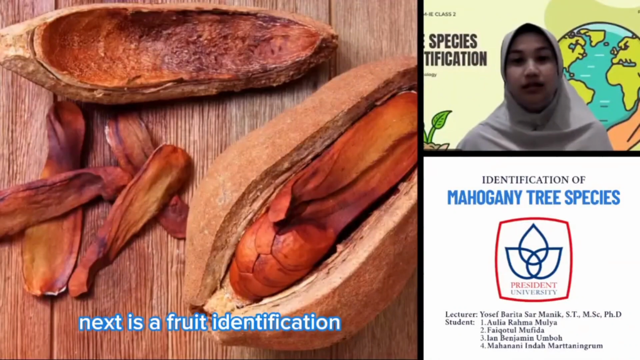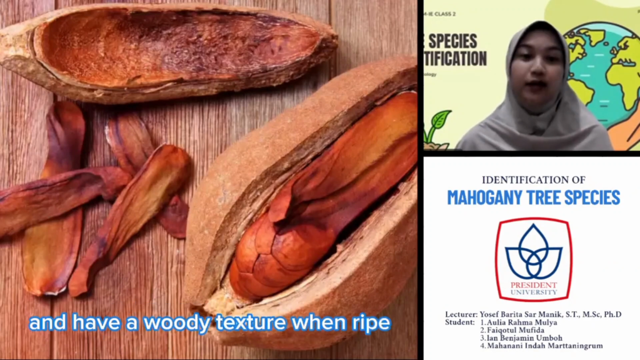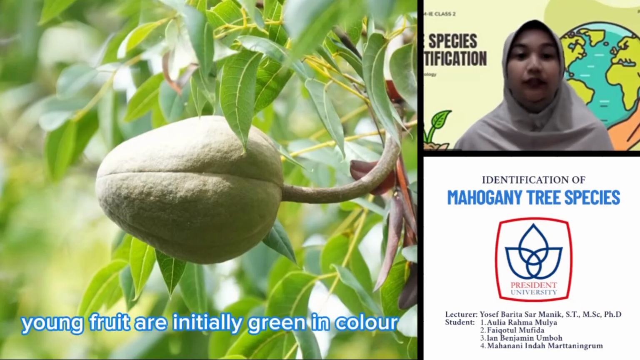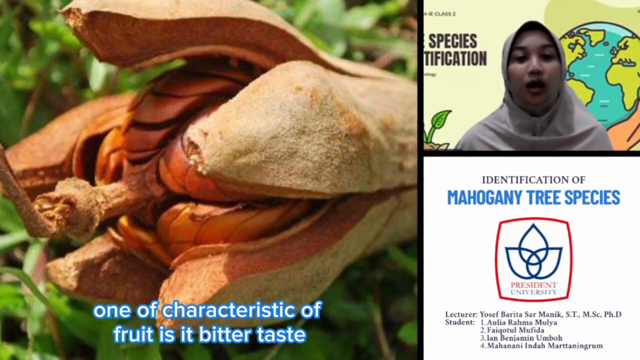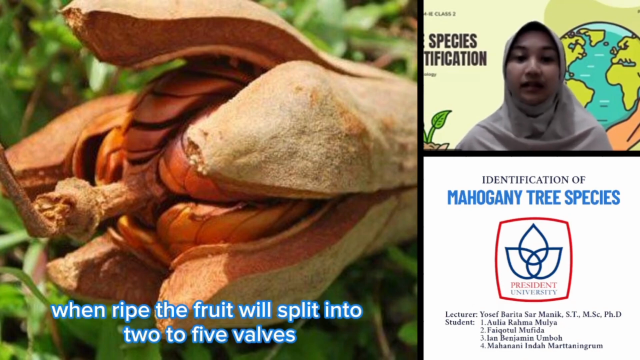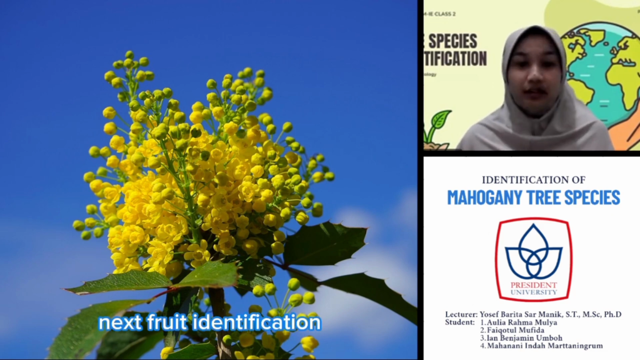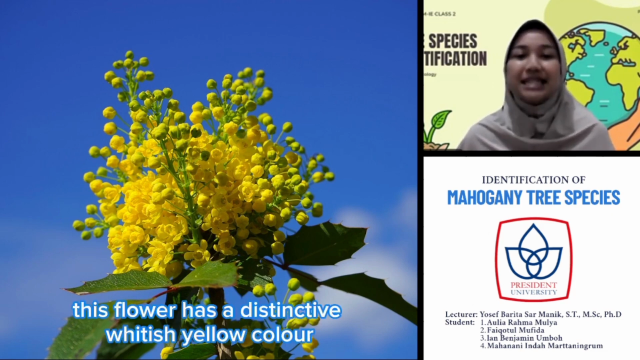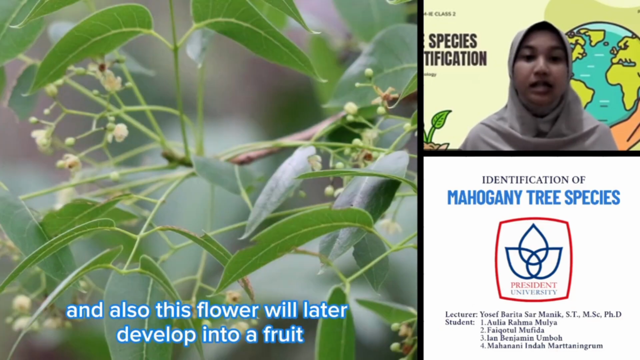Next is fruit identification. The tree produces fruit that are oval in shape and have a woody texture when ripe. Young fruit are initially green in color and then turn brown with maturity. One characteristic of the fruit is its bitter taste. When ripe, the fruit will split into 2 to 5 valves, releasing its winged seeds. Next, flower identification. This flower has a distinctive whitish-yellow color and almost no scent. And also, this flower will later develop into a fruit.